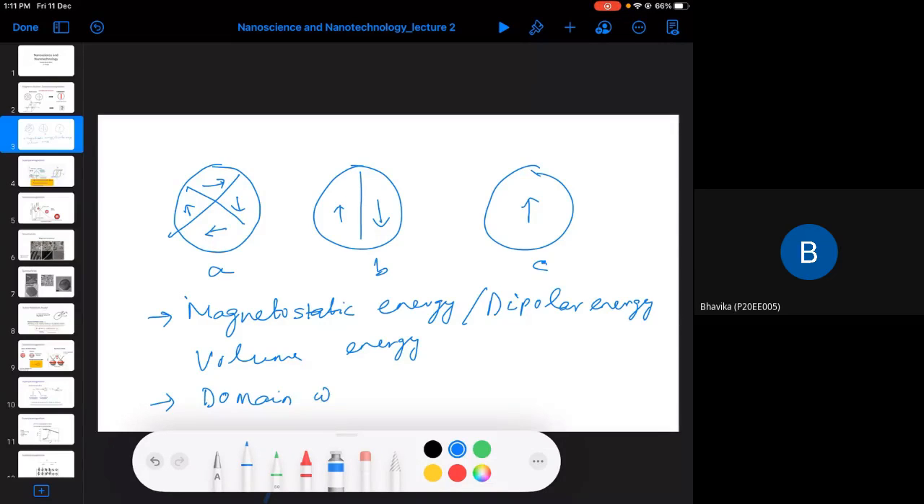Okay, so when we create these domains, the moment we create these domains, we have domain walls, right? So these are your domain walls. Since we are creating these domain walls, it will cost some extra energy to the system. Therefore you will have two different primary contributions to the energy. One is your magnetostatic energy, and the other is your domain wall energy.